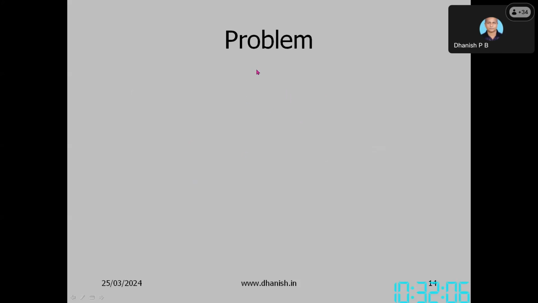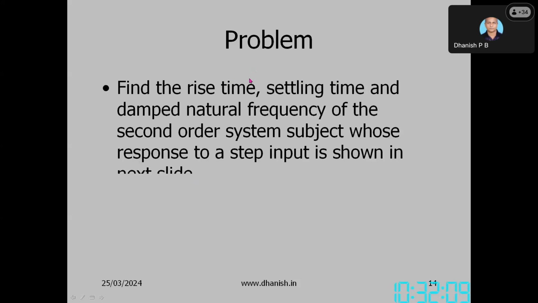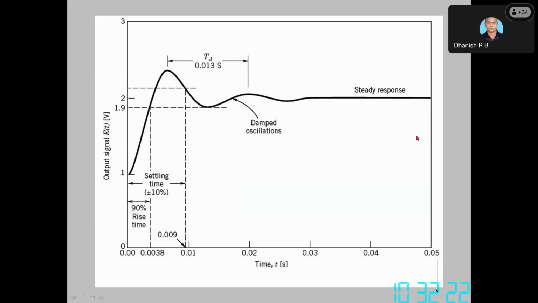Now we'll try to estimate this from the graph of Y, the response of the instrument. The problem: find the rise time, settling time, and damped natural frequency of the second order system whose response to a step input is shown in the next slide. You are giving a step input from 1 to 2. This is the response. Finally, it should reach 2. Initially it is at 1, finally it is reaching 2. So it is an underdamped system. It goes up, rises, goes above, comes down, and then oscillates.